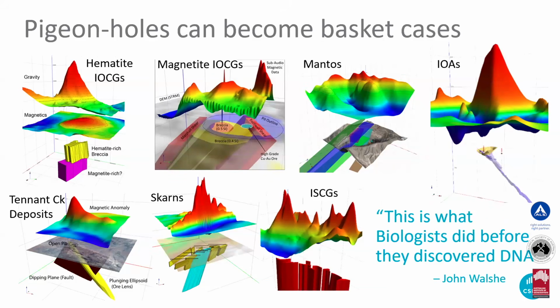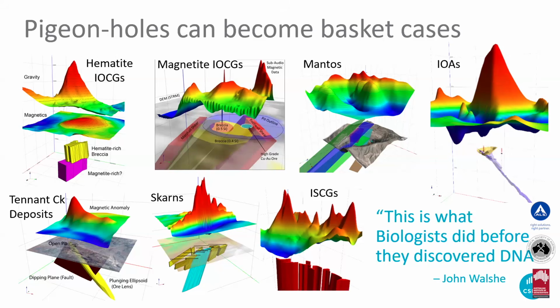And then the last one, pigeonholes can become basket cases, and obviously IOCGs are the classic basket case, where it started off being quite a specific sort of definition, iron oxide breccias with copper and gold, and a lot of these different deposit types, so hematite-rich IOCGs, magnetite-rich IOCGs, definitely fit in there. But there's also mantos, which you see in South America, iron oxide apatite deposits, Tennant Creek deposits, and you see skarns and ISCGs and all sorts of things get thrown in.